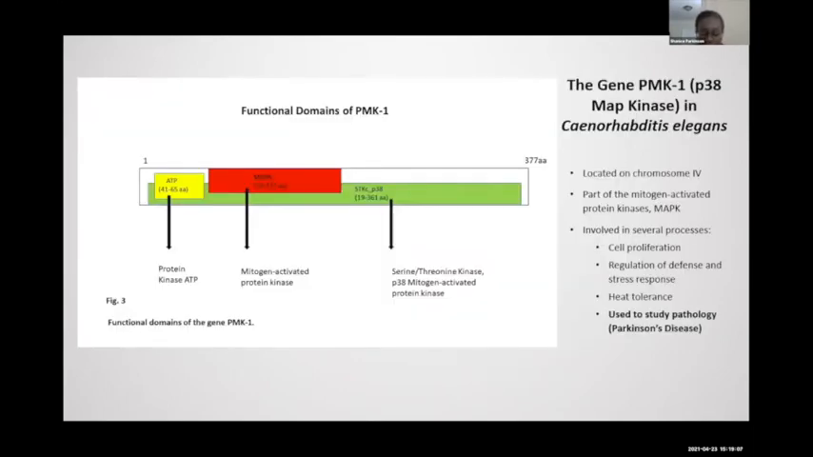So I constructed a domain structure to find out what functional regions the protein has, and I found protein kinase ATP, MAPK, and STKc P38. And the processes shown here are known to be involved in the mammalian system. So we have functions such as cell proliferation and regulation of stress and heat responses. But in our study, we wanted to show that it functions in cell migration and how that occurs.